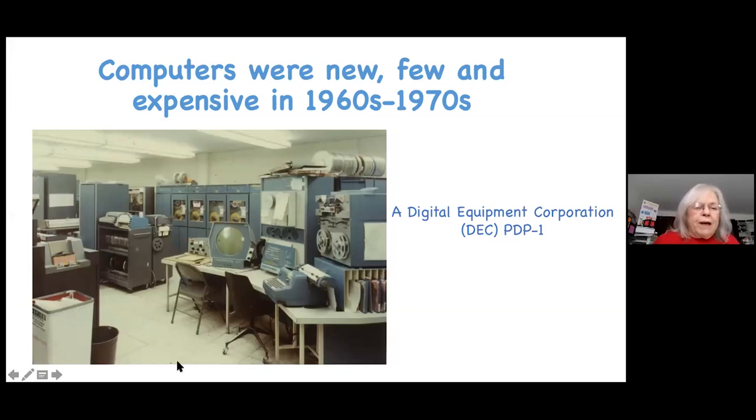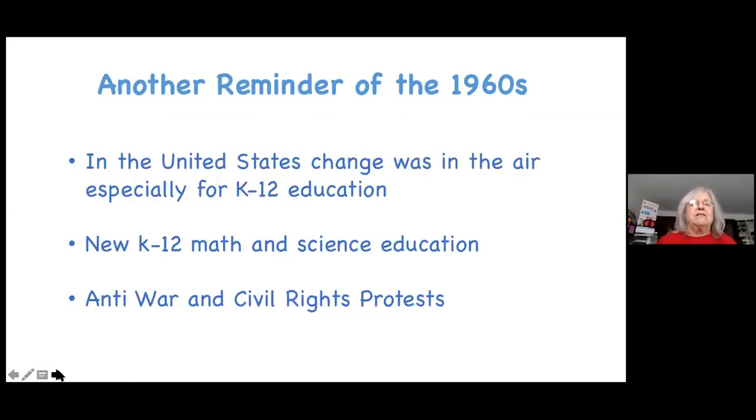Another thing that was going on in the 1960s was a feeling of reform and revolution, a reaction to the United States losing the space war to the Soviet Union, which got the satellite into the sky before the United States did. So that meant a focus on education, and throughout the early 60s there were a lot of new ideas about how to teach mathematics and science in K-12 education.